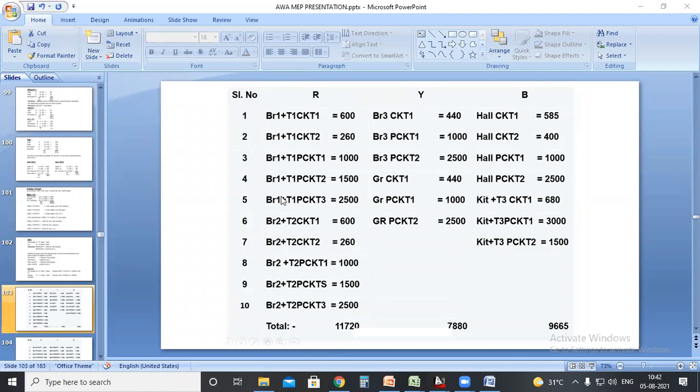But if I'm taking this particular BR2 plus T2 PCKT3 alone to the Y phase, in that particular case, you will have both R phase and Y phase in bedroom 2. That is not an issue. It is actually, we all do like that. We can have multiple phases inside a room, not an issue. Okay, multiple phases and multiple circuits inside a room.